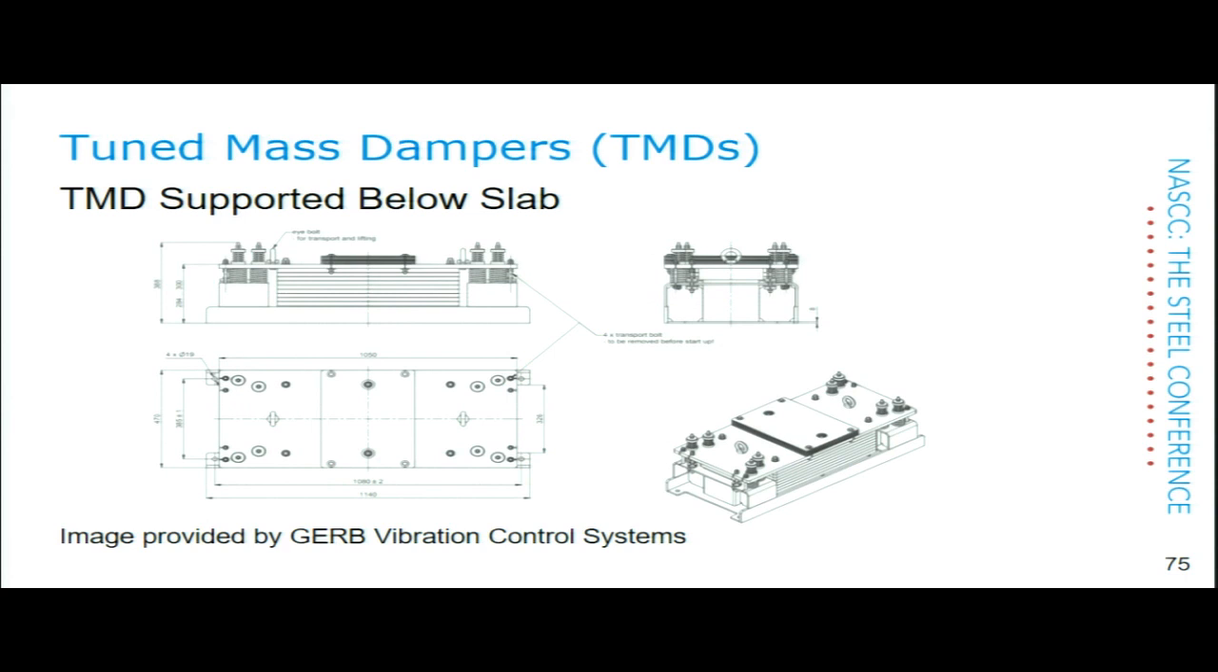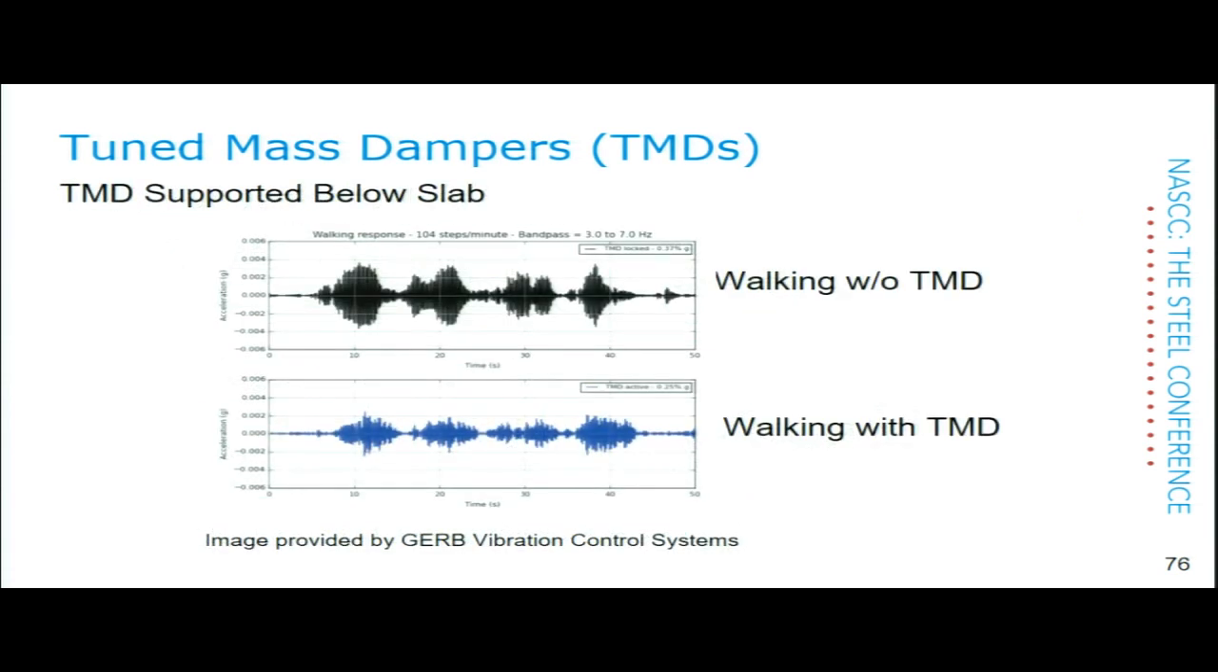There's other tuned mass dampers available. These folks actually have a booth downstairs. Again, it's the same thing. There's 3 components. There's a mass in here that you can add and subtract a little bit to tune it. There are springs, and someplace there's a damping element. This is an example they provided with me. This is a long record now. This is 50 seconds, and apparently they walked back and forth across this bay a number of times. This is walking without the TMD, and this is walking with the TMD.